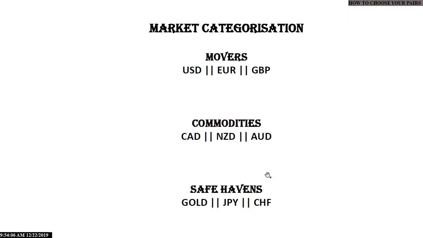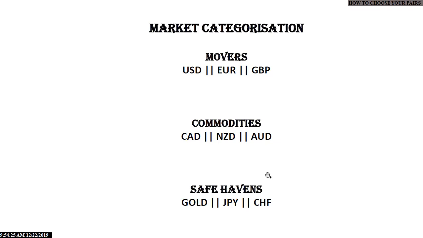So you want to choose your pairs. Look at, are you choosing a mover? If you're choosing movers, what mover exactly? If it's commodities, if it's safe havens, and if you are looking at it in terms of time, when are you most available? Are you most available in Asian session, or New York session, or London session? You choose which ones work the best.